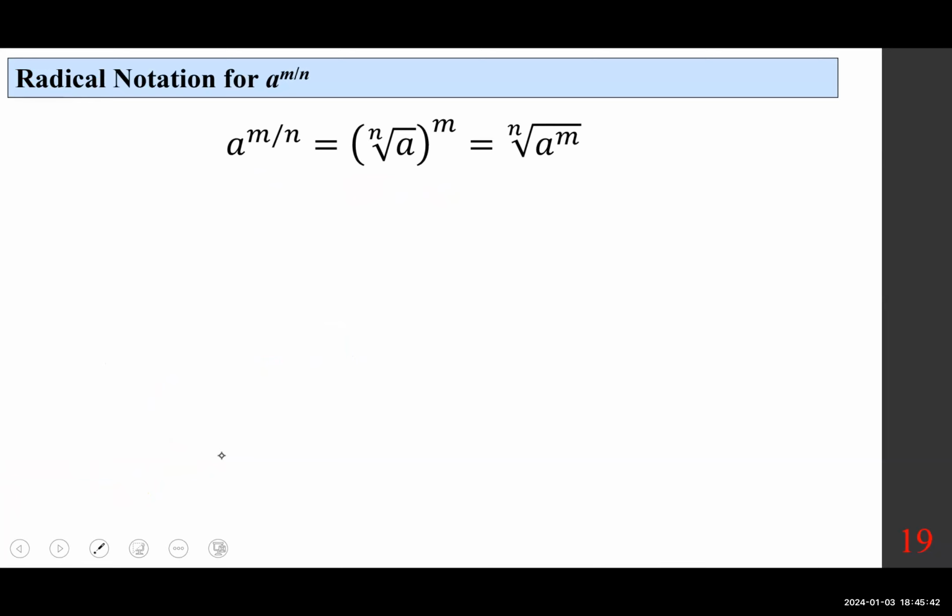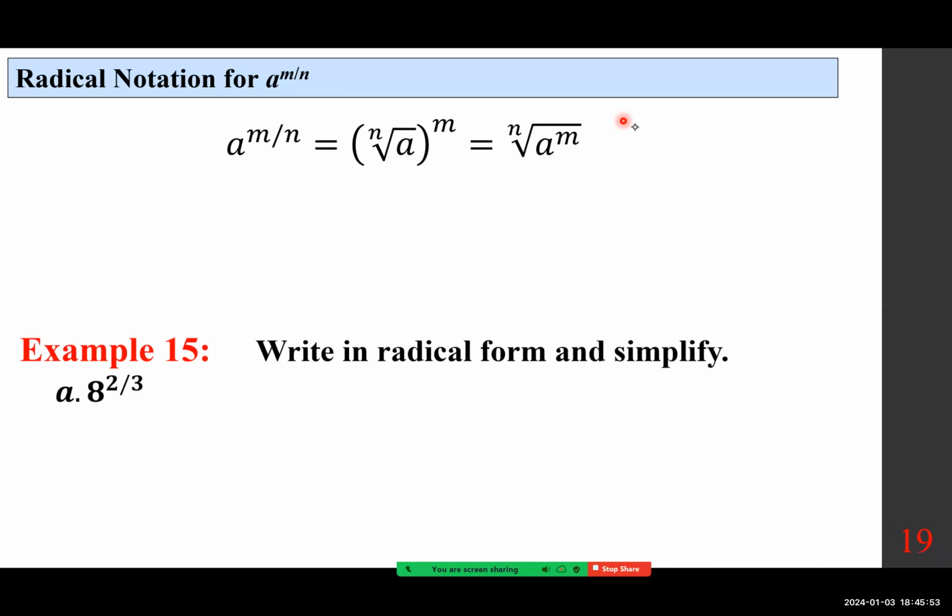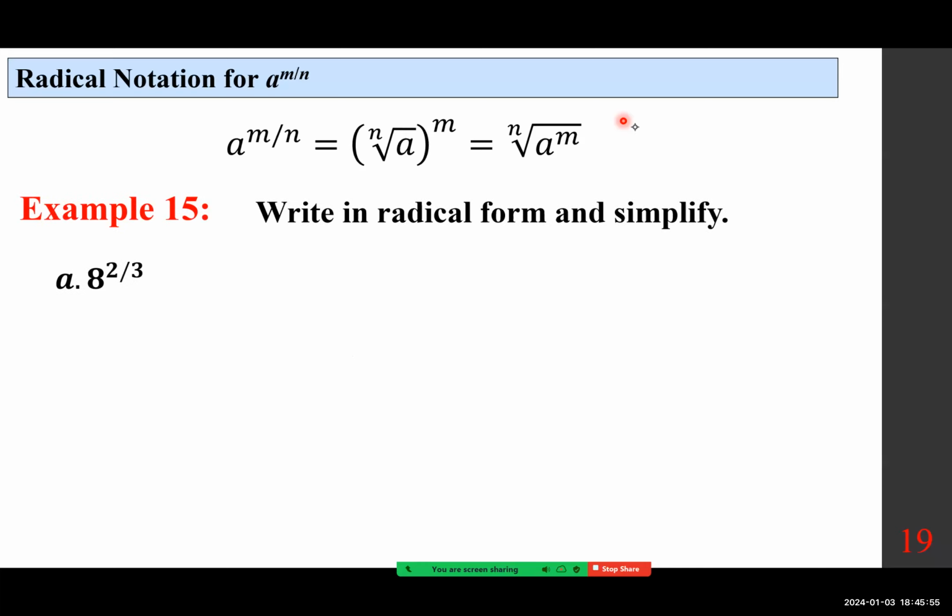Radical notation for a to the power of m over n. A to the power of m over n is the nth root of a to the power of m, or the nth root of a, to the power of m. There are two ways to write them. And so if we want to write a radical form and simplify 8 to the power of 2/3, if you recall, it becomes the cube root of 8 to the second power. It's important to know the denominator is the index. This is called the index. And you all know the cube root of 8 is 2. 2 squared makes it 4.